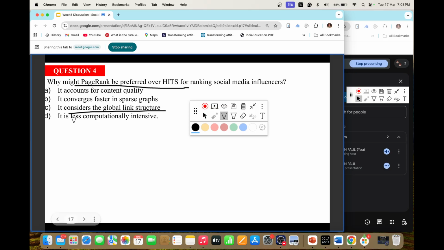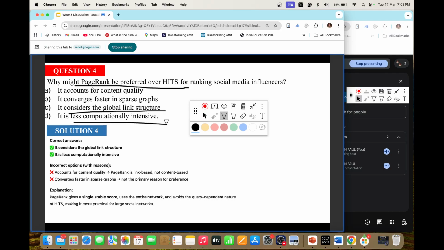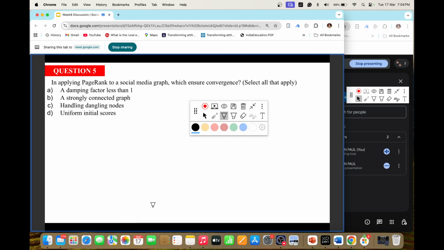And second, it is less computationally intensive. So option C as well as option D is the correct answer. PageRank gives us a single stable score, uses the entire network and avoids the query dependent nature of hits, making it more practical for large social networks. So option C as well as option D is the correct answer. Now let's move on to the next question, the last question of this case.